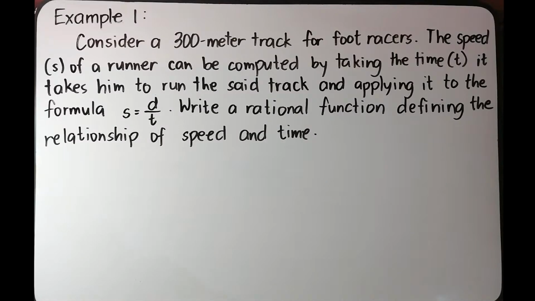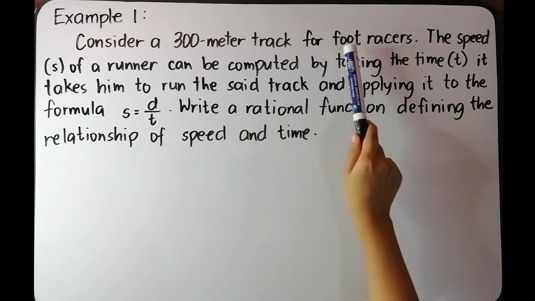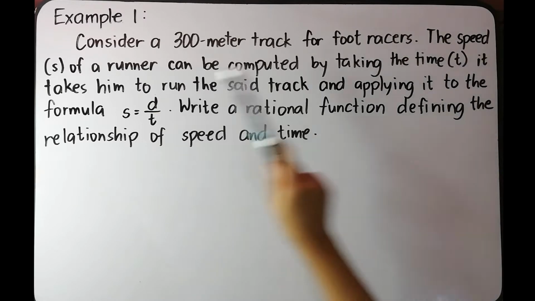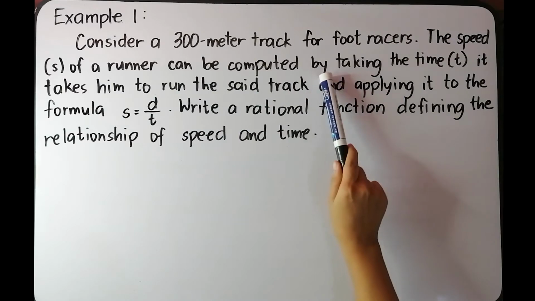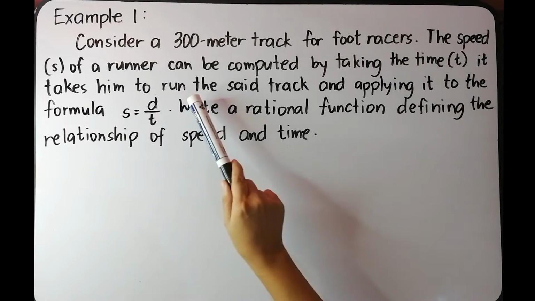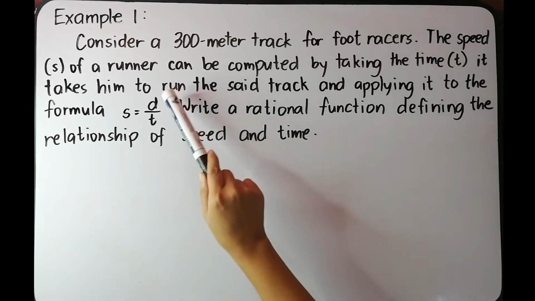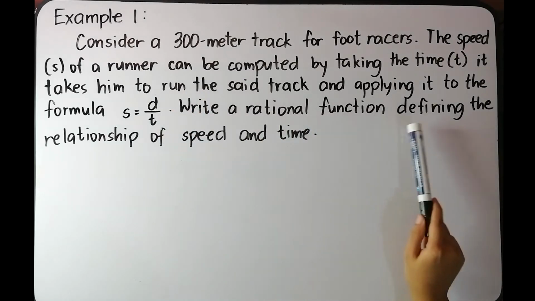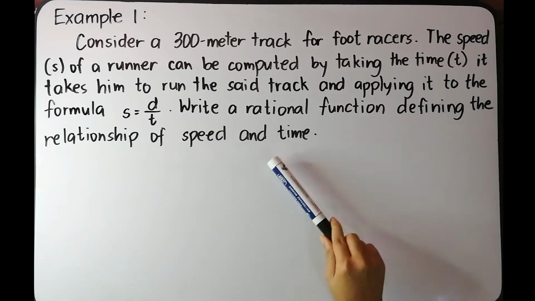Now let's move forward to solving problems involving rational functions. So let's have this example 1. Problem: consider a 300-meter track for foot racers. The speed, denoted as S, of a runner can be computed by taking the time, denoted as T, it takes him to run the said track, and applying it to the formula S equals D over T. Write a rational function defining the relationship of the speed and time.